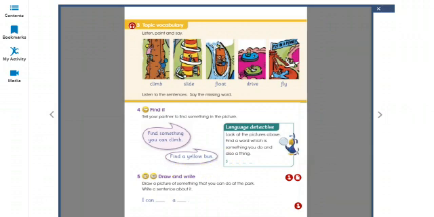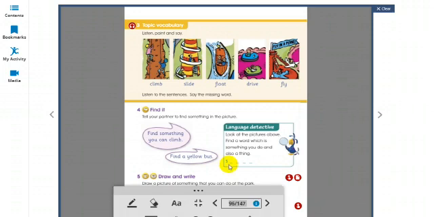S L I D E, slide. So yes, we have filled in the spaces, and the answer of this is slide.